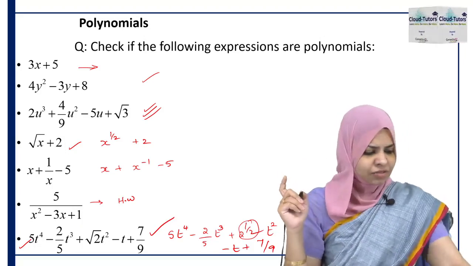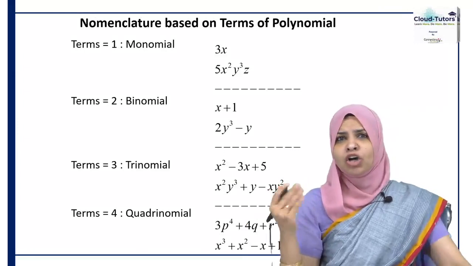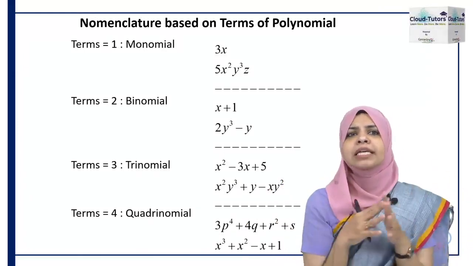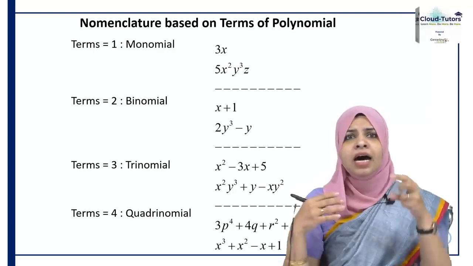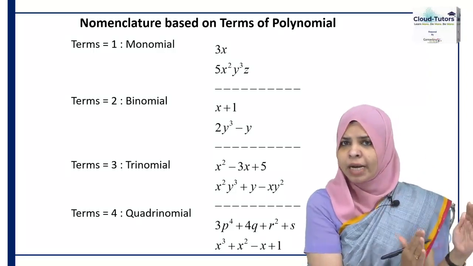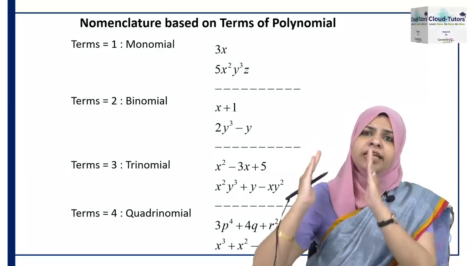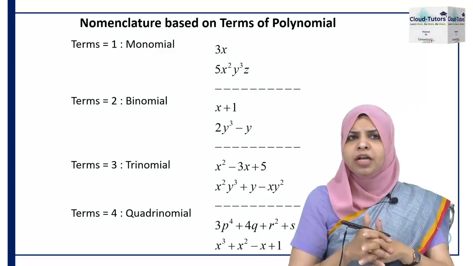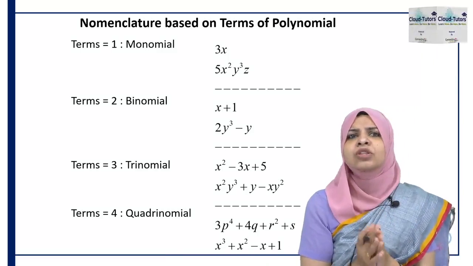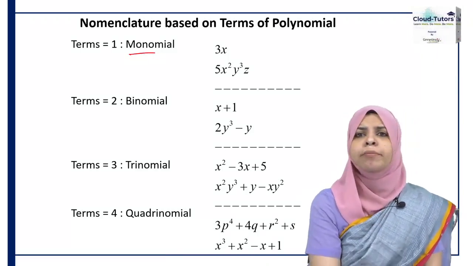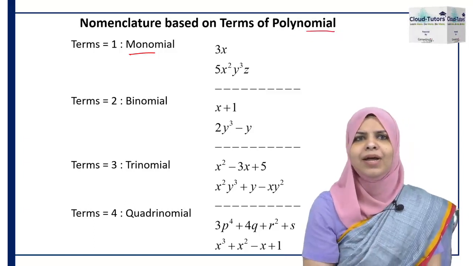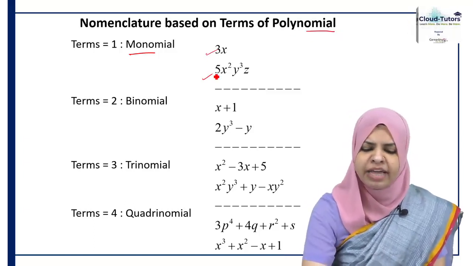All right? So let's see the nomenclature, or let us see on what basis polynomials are divided. Basically, polynomials are divided based on terms. We have one category of polynomials based on the degree, we have another category of polynomials. So what are these? If I have a single term, then that is called a monomial. Mono means one. So I have only one term.